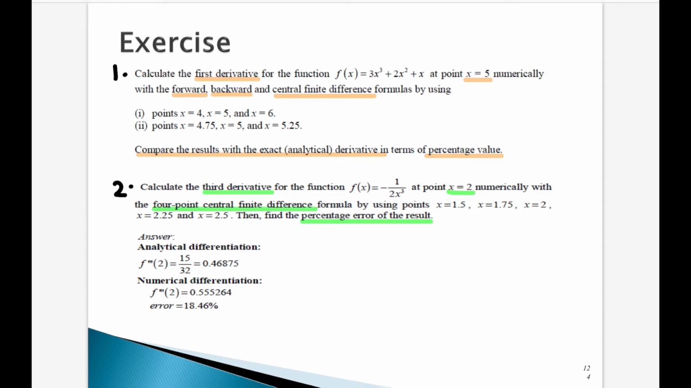Okay, look at question number 1. Calculate the first derivative of the function f(x) at point x equal to 5 numerically with the forward, backward and central finite difference by using x equal to 4, x equal to 5 and x equal to 6. And another points, x equal to 4.75, x equal to 5 and x equal to 5.25. So in this case, this is your xi, the value that we want to find. Then compare the result with the exact derivative in terms of percentage value.